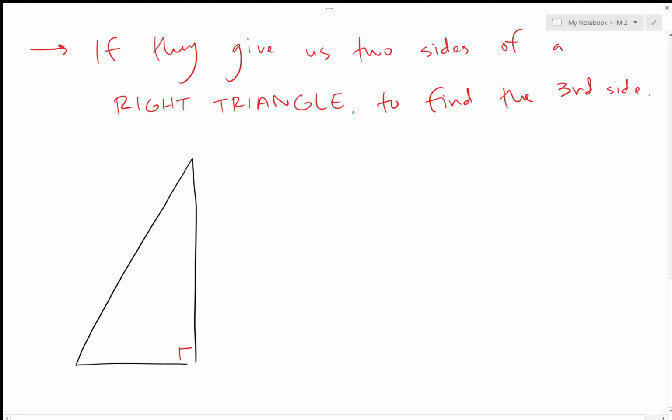One of these sides is the most important side. The most important one is the side that is the longest, the one that is across from the right angle, and that is called the hypotenuse. That one is the most important side. The other two sides, we can call those legs. They are the two shorter sides.